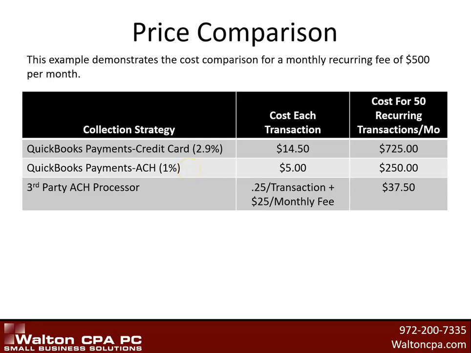It's a little bit better if you're using the ACH draft option. The rate for ACH is just 1%. So for every one of these that you run through, your charge would be $5 per transaction. And if you had 50 of them, it would be $250 a month. But if you're using a third-party processor for your ACH transactions, it's 25 cents per transaction plus a flat 25 monthly fee. So if you were running 50 of them a month, your fee would be about $37.50. That's a significant change in price.